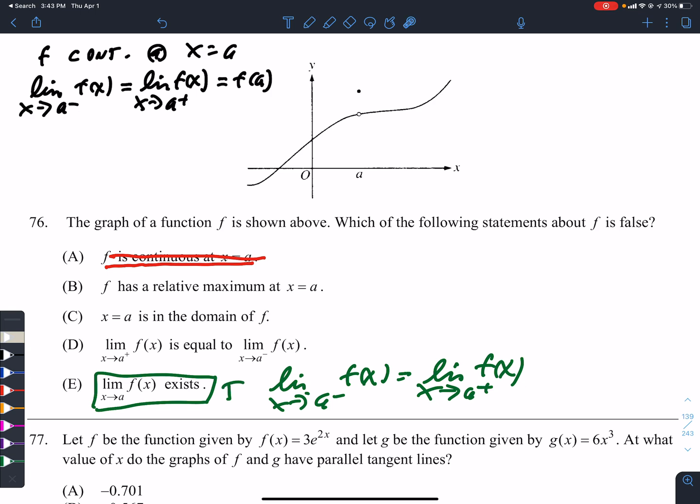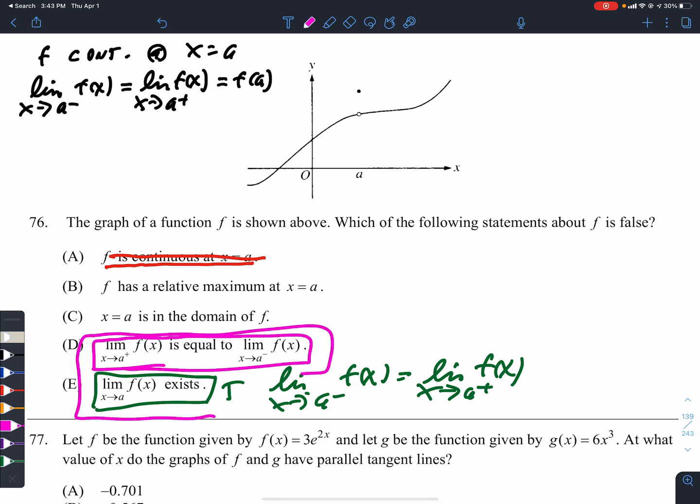This one here, the limit from the right is equal to the limit from the left. Basically, these two statements are exactly the same. That's true. x is in the domain of f. To be in a domain means that the function exists at that point. Does the function exist at a? Yes, I see it right there. There's a dot. So that's true.